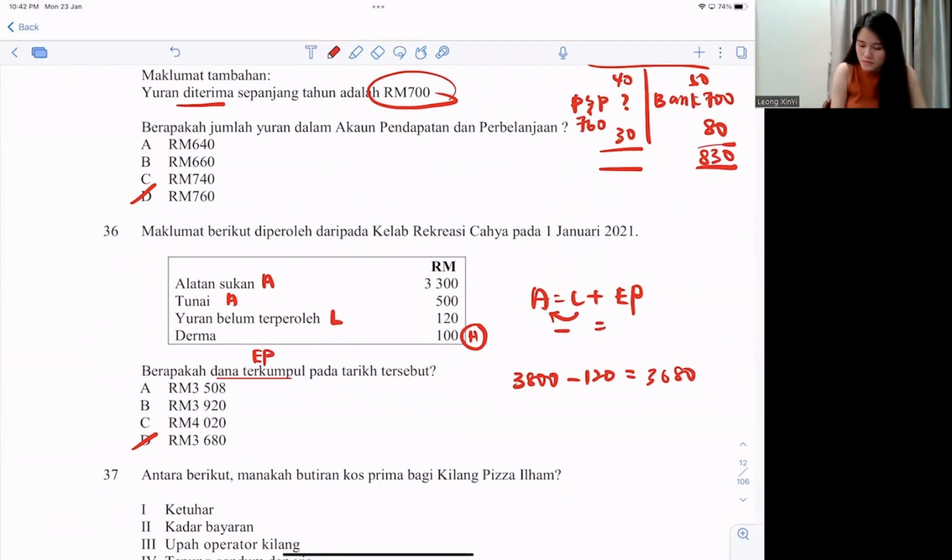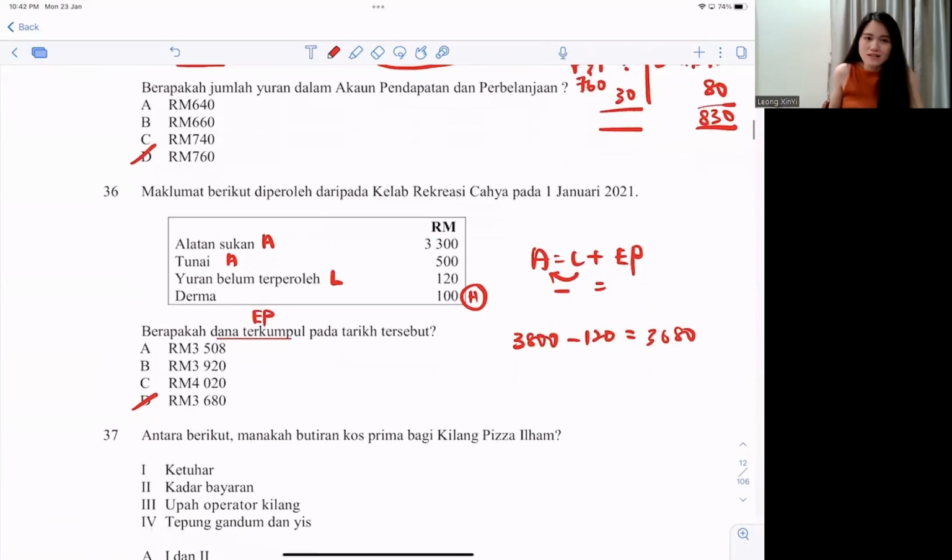Okay, yeah? So you must make sure to don't take everything that they give you. You have to see whether it applies or not. Because when you talk about dana terkumpul, EP is part of PKK. Do you put derma into PKK? No. Unless it's a derma has. But they didn't say derma has, derma am. And also, to find equity per minute, we don't use EP item 1. We always take A minus L.